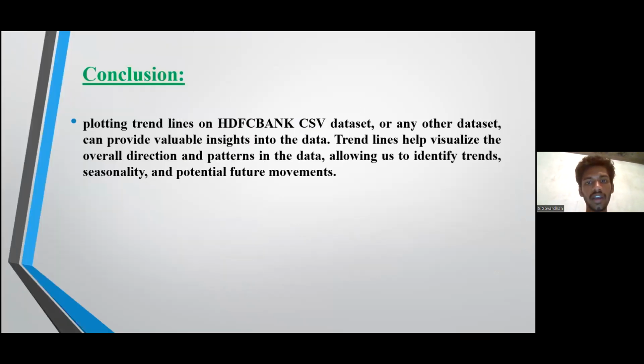Here, I used the HDFC Bank CSV dataset, and I plotted some trend lines, which are quite easy to identify, and help to get more knowledge on how to trade, on what basis we have to trade, what the fluctuations are, and at what time the fluctuations occur based on the timelines. We can easily identify that based on these trend lines.